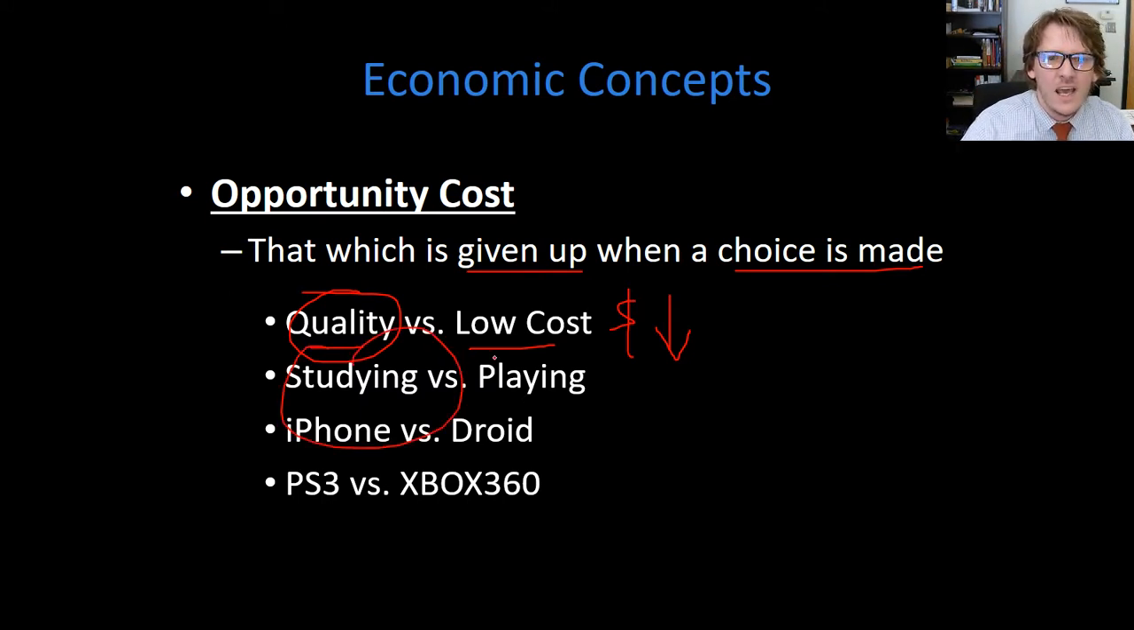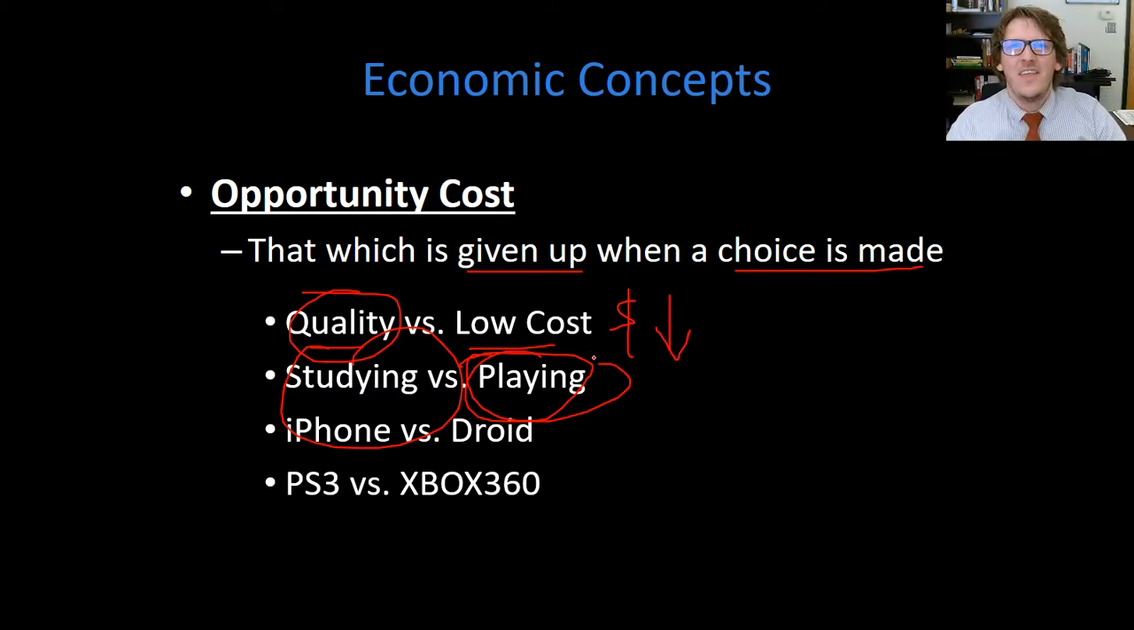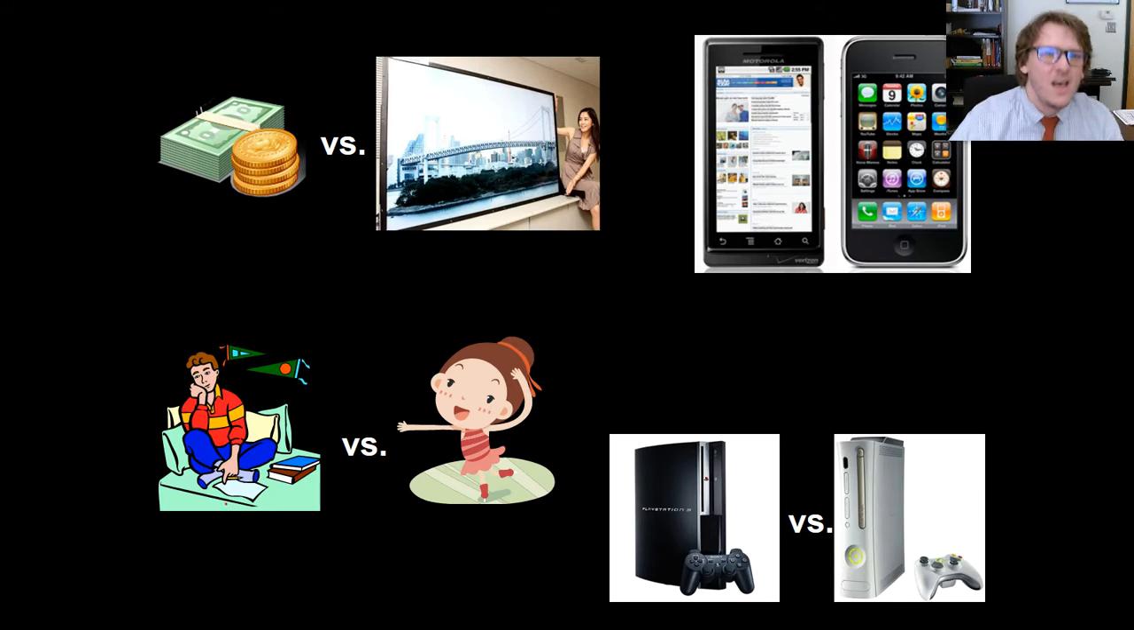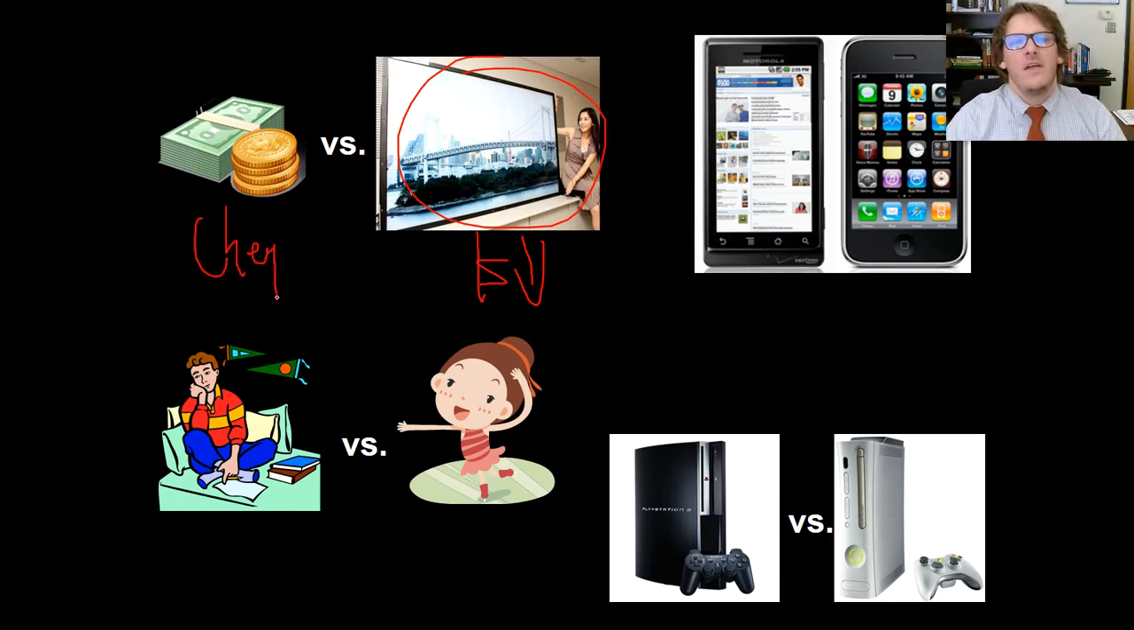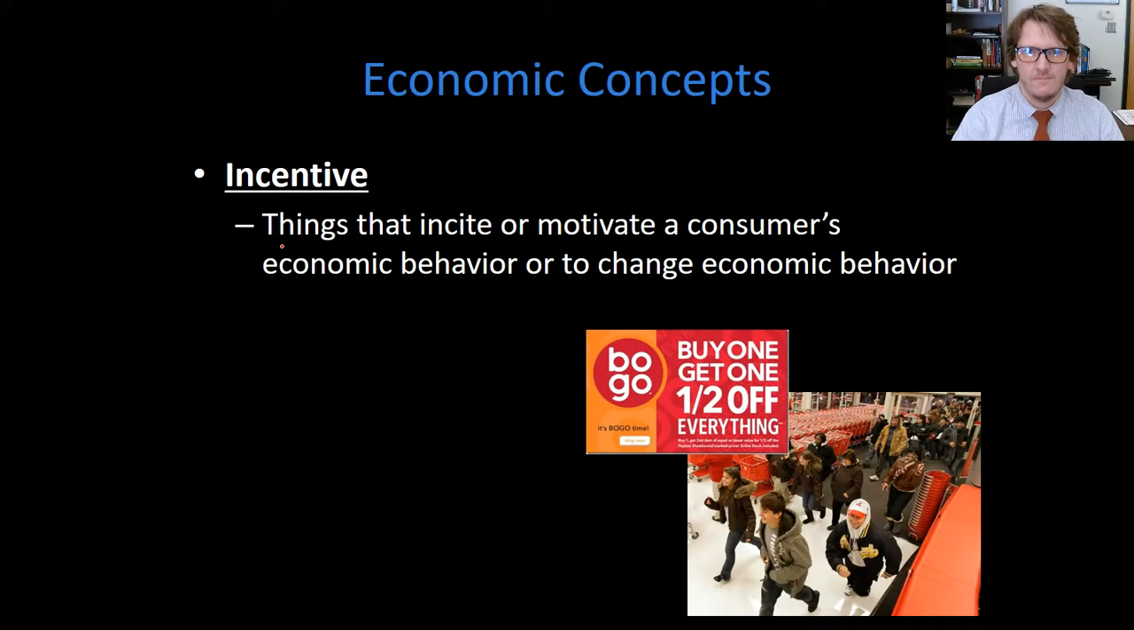If I choose to study, I give up free time with my friends. And I'm a loser. But if I choose free time with my friends, then I fail the test. And I'm a loser. Opportunity cost. It's the dismal science. It's depressing, folks. Sorry. So again, if I choose quality, I give up low cost. But if I take the cheap option, then I give up quality. Opportunity cost, by definition, is what you give up when you make a choice.